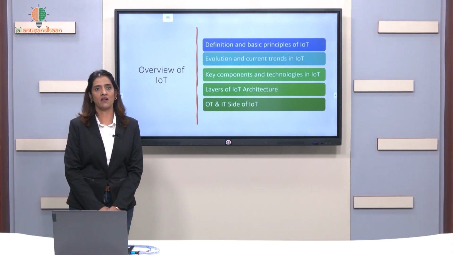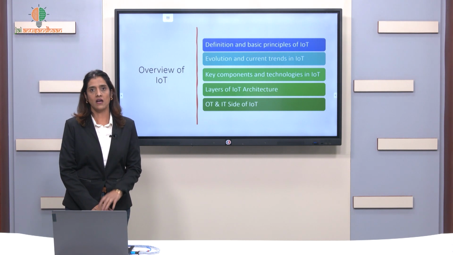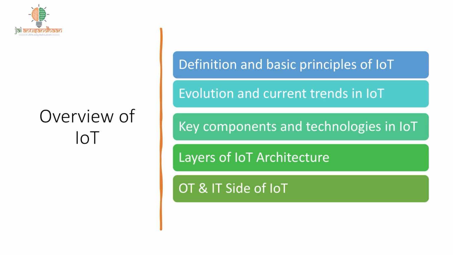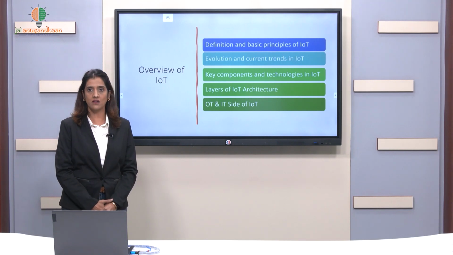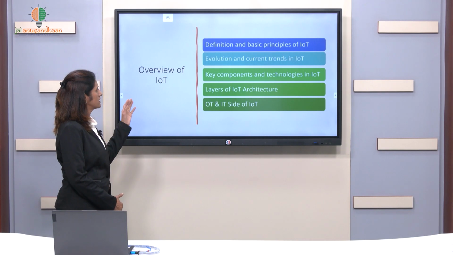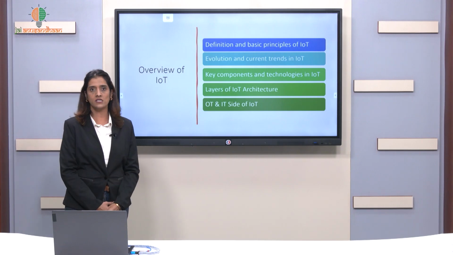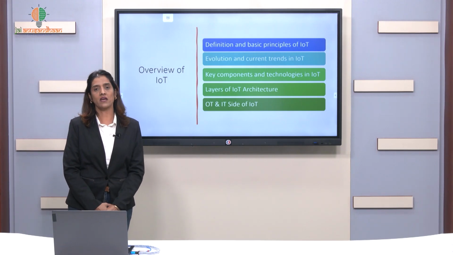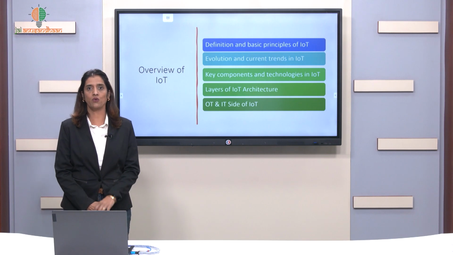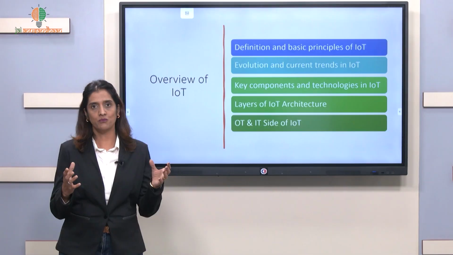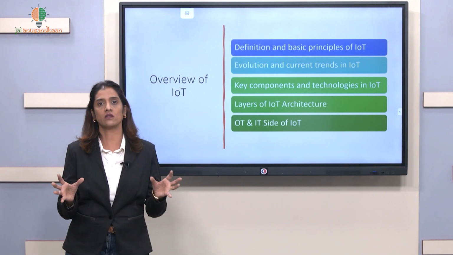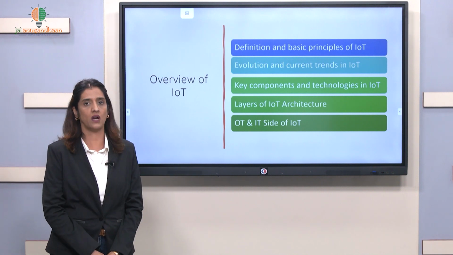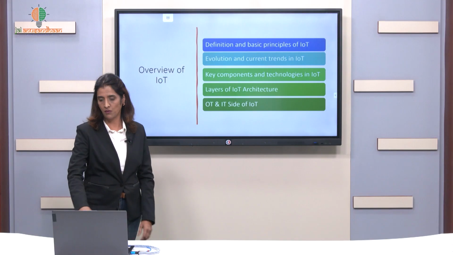So today we will be having a session for IoT. As you can see on the screen, we will go through these topics. The definition and basic principles of IoT. Then we will see the evolution and current trends in IoT. Then some of the key components and technologies. Since I have an industrial background, we will see the layers of architecture of IoT from the perspective of industry. The world consists of OT and IT parts, so we will check both the parts, the OT and the IT side of the IoT. So these are the things we will be going through.